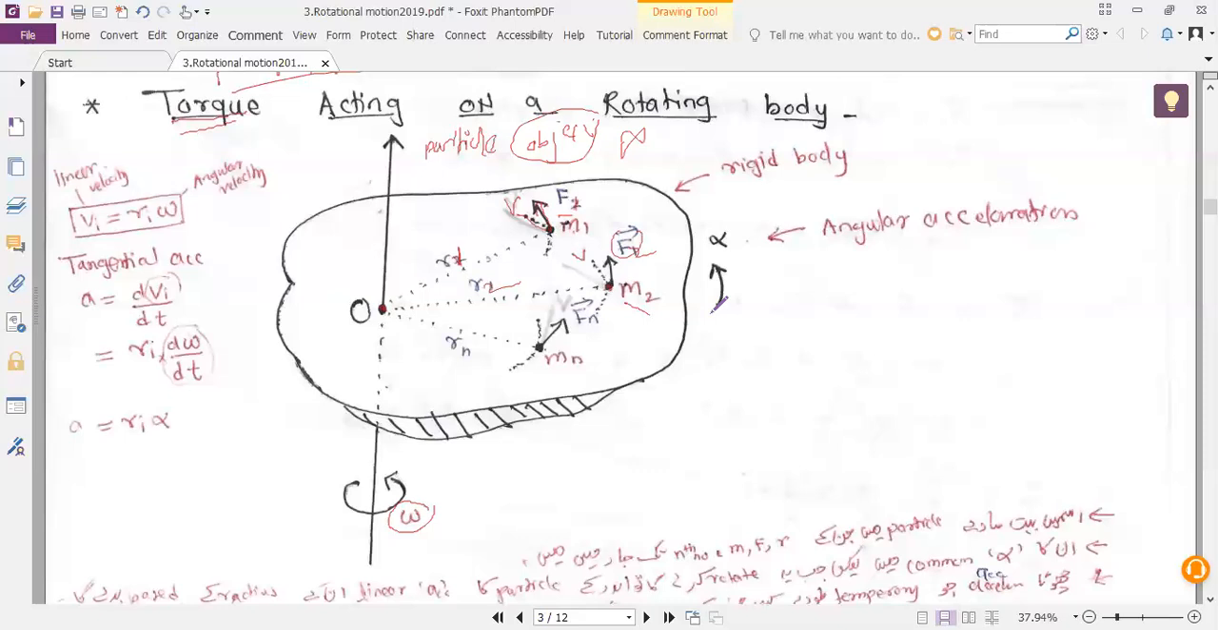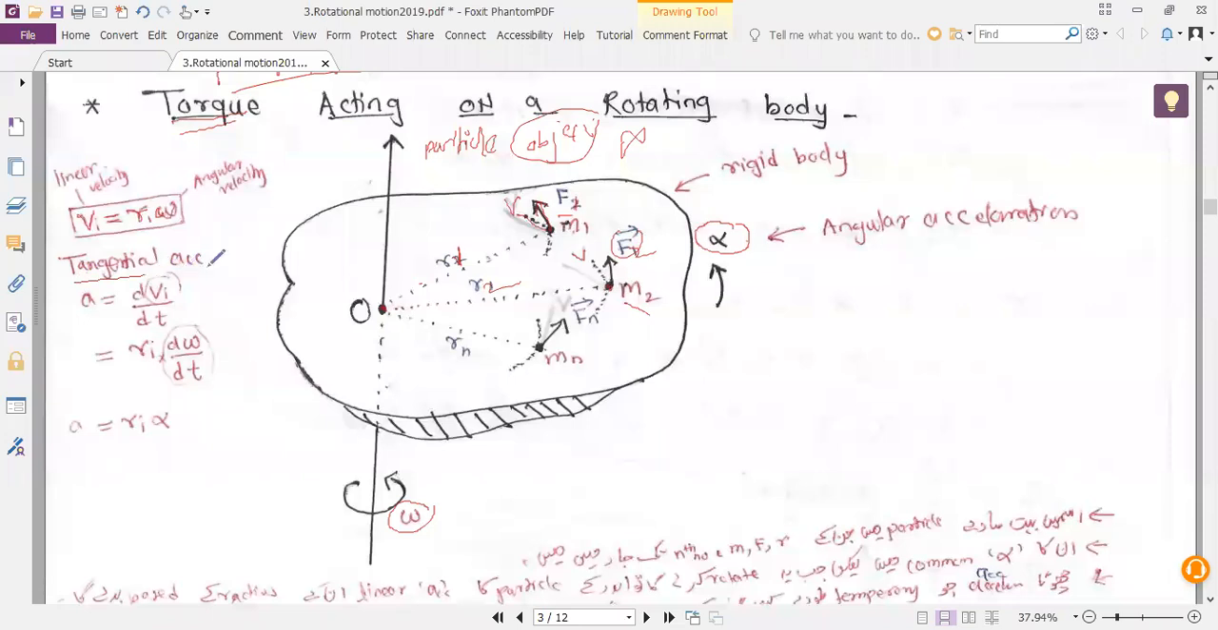And this whole body is rotating, performing angular acceleration. Angular acceleration means their velocity is changing. Okay. Now we know the formula of velocity. V is equal to r omega. I hope you remember this formula.